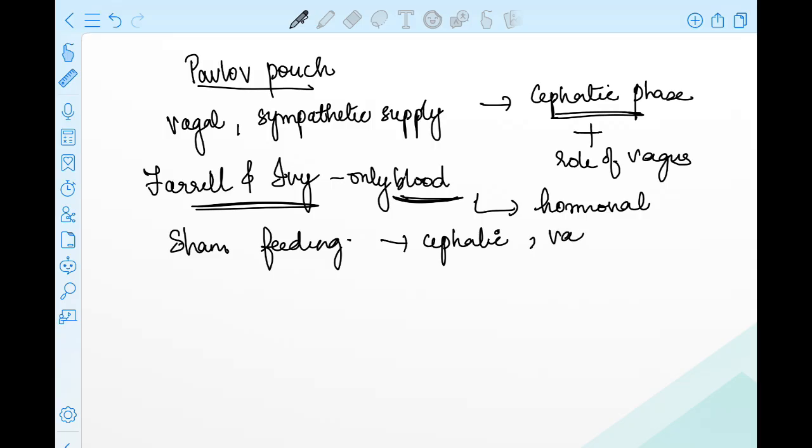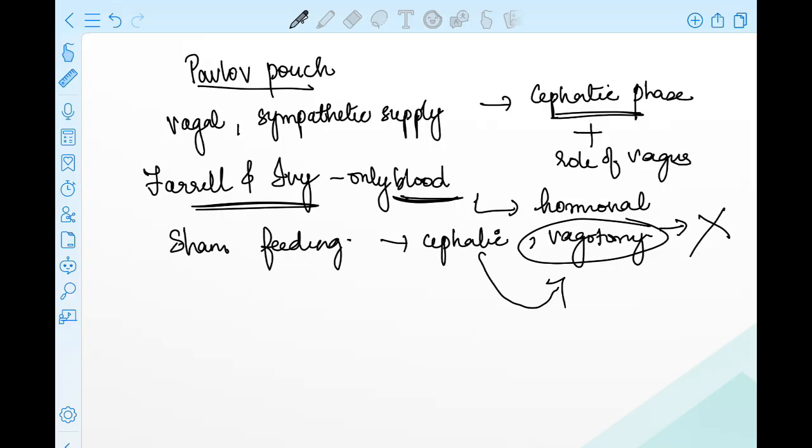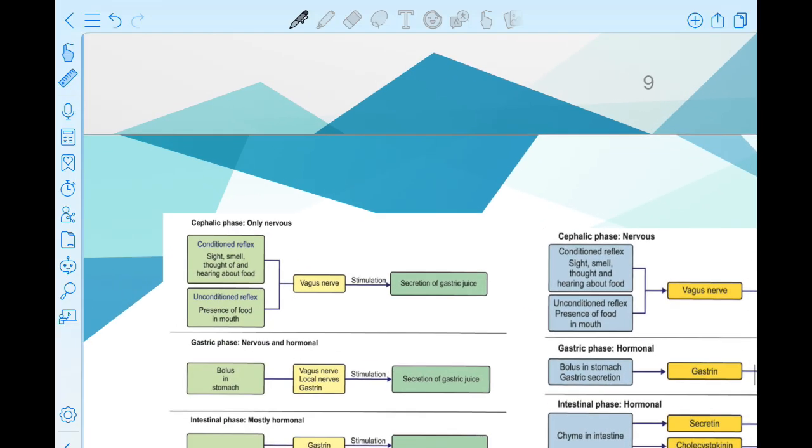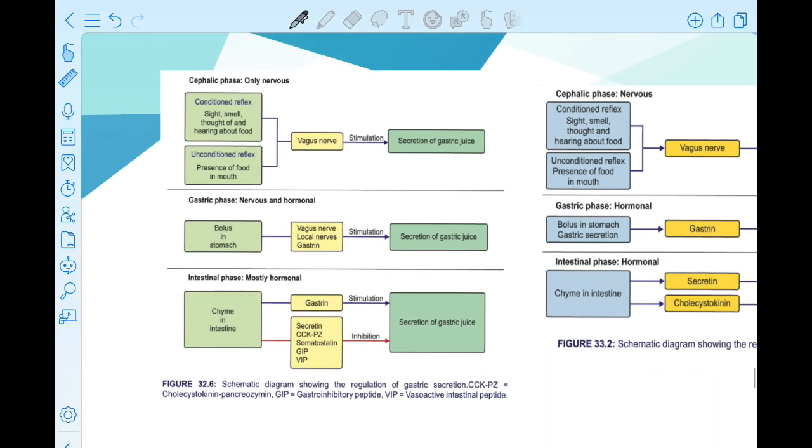After vagotomy, we see that the secretion stops. There is no secretion. That means the cephalic phase has got some relation to the vagus nerve. Right? So in order to study all this, we have these three experiments. Now let's see what are the phases that I'm talking about here, like what the cephalic phase is, what the gastric phase is, etc.